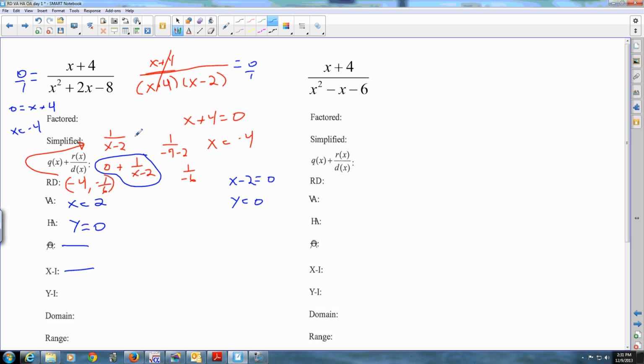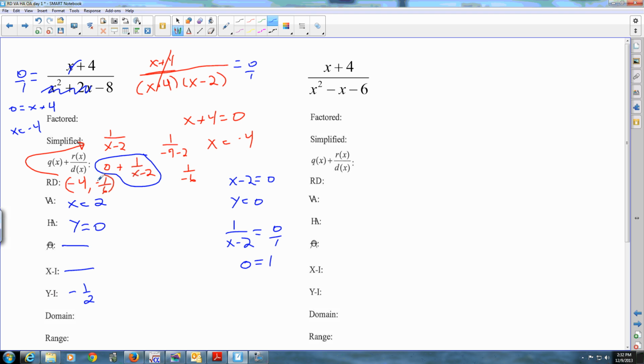That's once again why I'm saying I think it's valuable to use your simplified form, not your original, because when you cross multiply, you get 0 equals 1. How often is that true? Never. So there isn't an x-intercept. Okay? Y-intercept. Let x be 0. Negative a half.